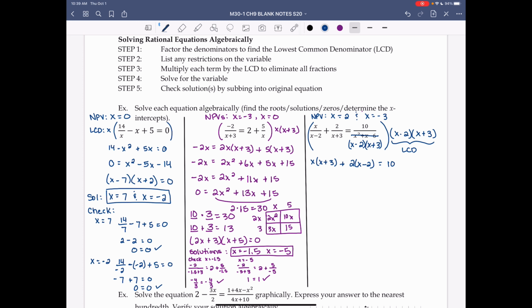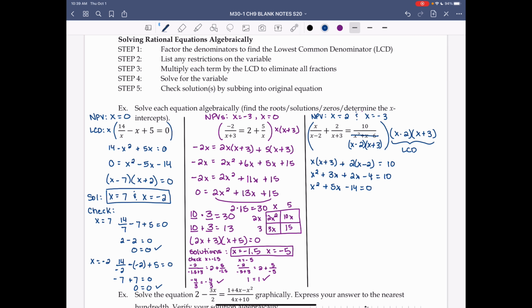Next step is to solve for the variable. We need to start by multiplying our coefficients into the brackets. x times x is x squared. x times 3 is 3x. Plus 2 times x is 2x. 2 times negative 2 is negative 4, equals 10. Move everything to one side and simplify. We have x squared plus 5x minus 4 minus 10, so minus 14, equals 0.